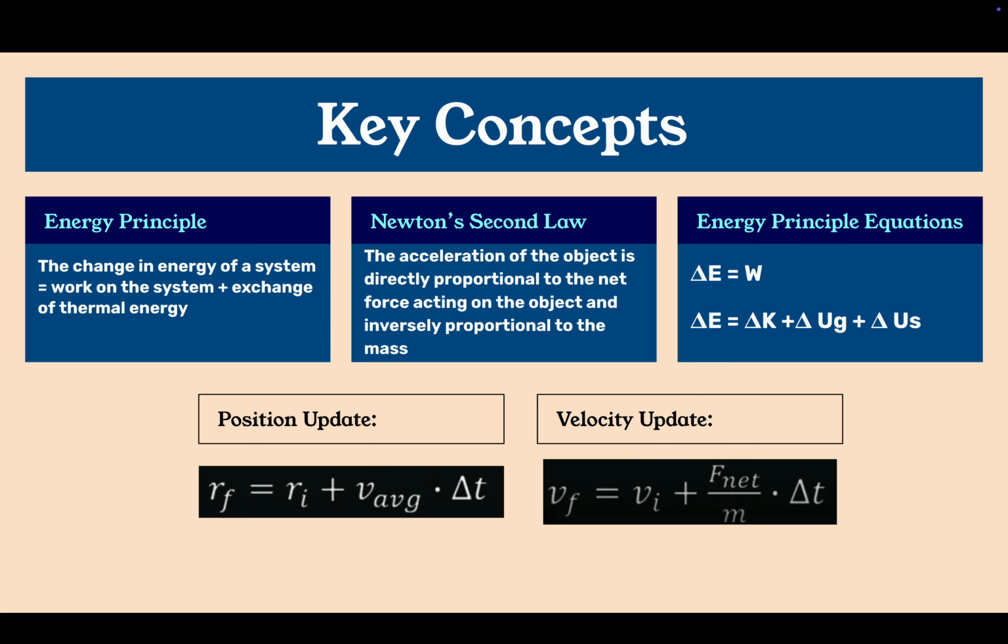Some important concepts we use include the energy principle, which is that the change in energy of a system is equal to the work on the system plus the exchange of thermal energy. You can see the equations for the energy principle on the right. Delta E is equal to W, and delta E is equal to delta K plus delta UG plus delta US. We also use Newton's second law, which states that the acceleration of an object is directly proportional to the net force acting on it and inversely proportional to its mass. Additionally, we utilize the position update and velocity update formulas, which you can see on the bottom.